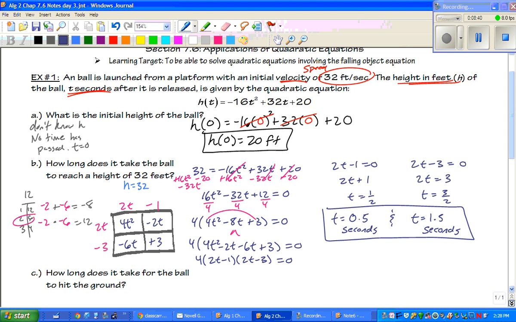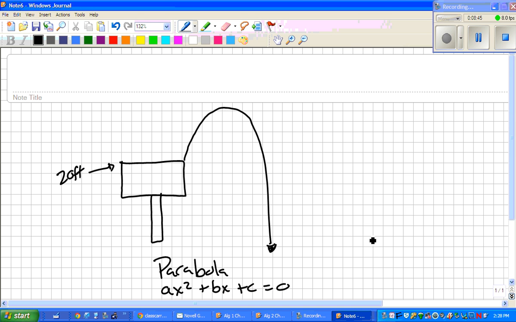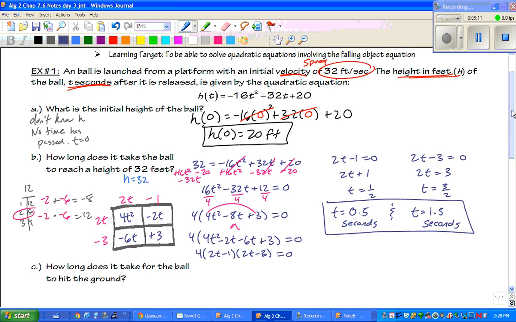Now, can a ball be at 32 feet at 2 different times? Well, yeah. If this right here is 32 feet, it'll be there when it's going up, and then it'll hit 32 feet again once it's going down. So as long as time is not negative, because you can't go backwards in time, we can have 2 answers.